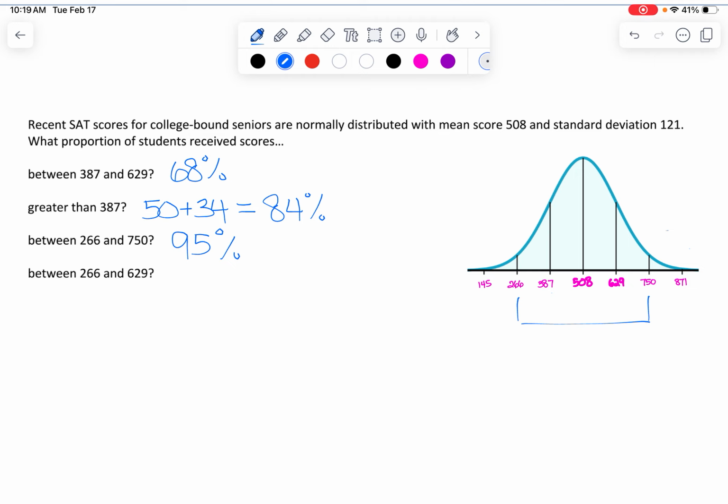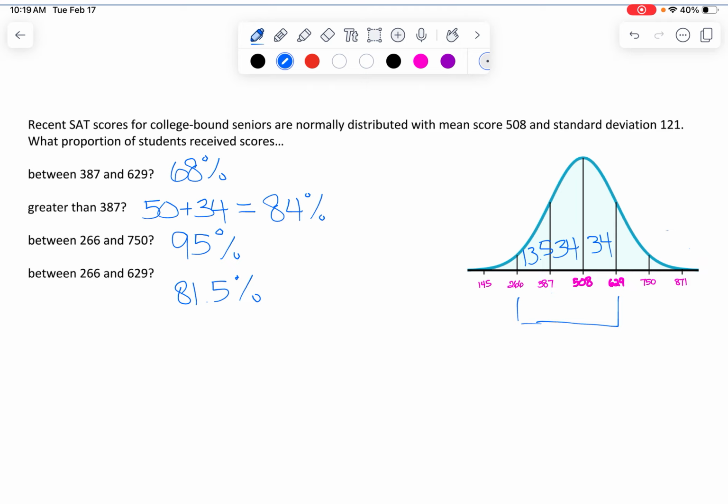Okay. Between 266 and 629. Okay. So that's 34. This is 34. And this is 13.5. So that's 68 plus 13.5, which would give me, just adding those 3 numbers up, 81.5%.